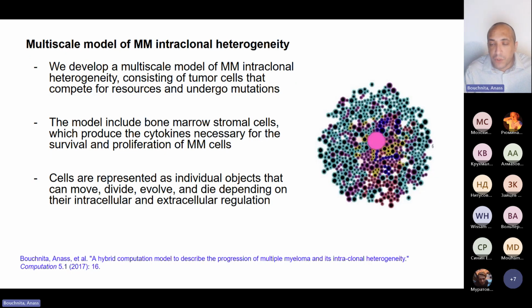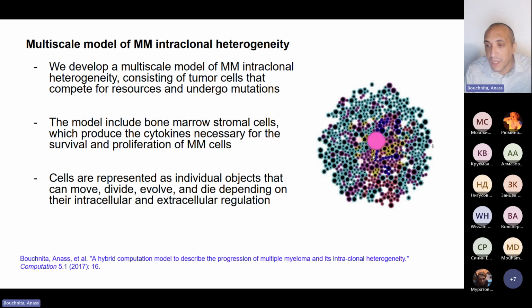So we try to reproduce these experiments by developing a specific multiscale model. The multiscale model includes a bone marrow stromal cell. This is a screenshot of a simulation. Basically this big cell in the middle is what we call a bone marrow stromal cell. These are cells in the bone marrow that secrete growth factors, which promote the proliferation and survival of multiple myeloma cells. And then we have all these different multiple myeloma cells that surround the bone marrow stromal cell. As you can see, they are represented by different colors. Each color represents a specific clone.